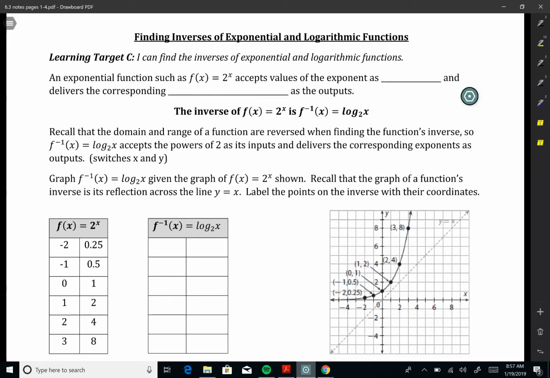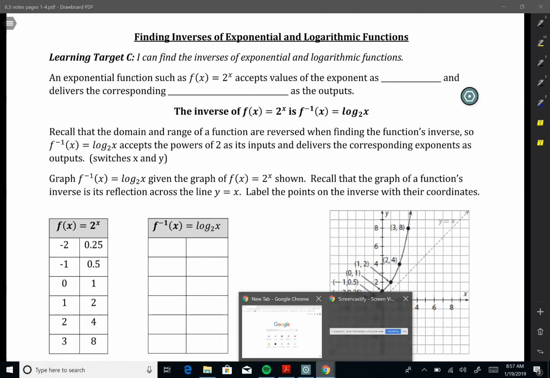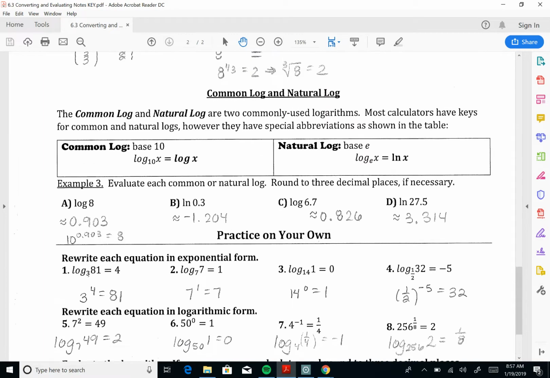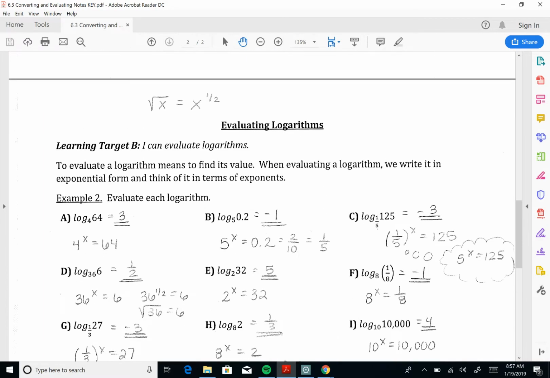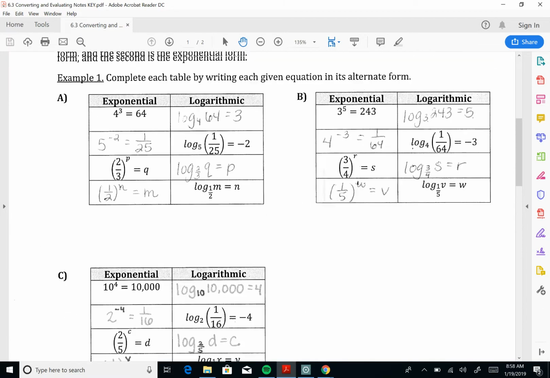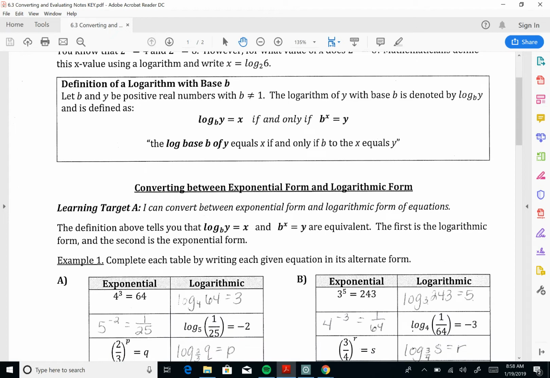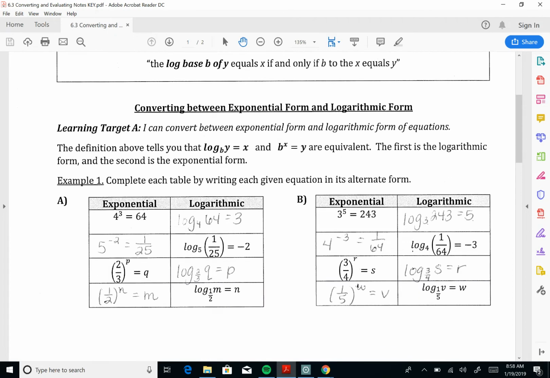It's called Finding Inverses of Exponential and Logarithmic Functions. So if you remember, we had a lot of fun in class on Friday talking about what logs were. These were our notes on Friday. And basically we learned that logs are the inverses of exponential functions because we could use them to solve exponential functions. We can also use exponential functions to solve logs.